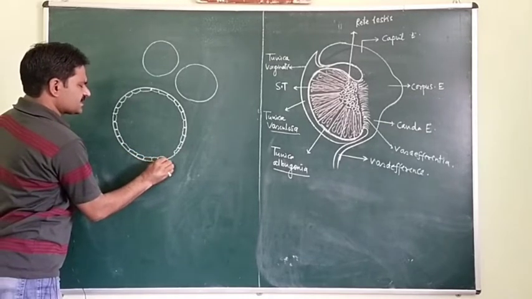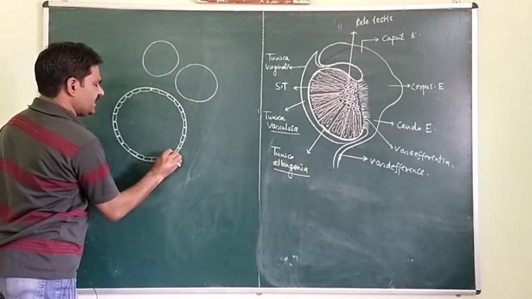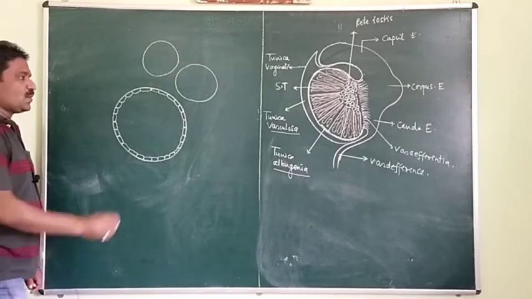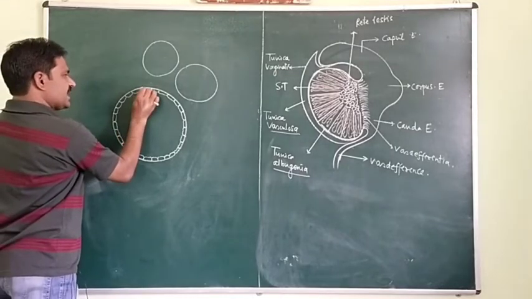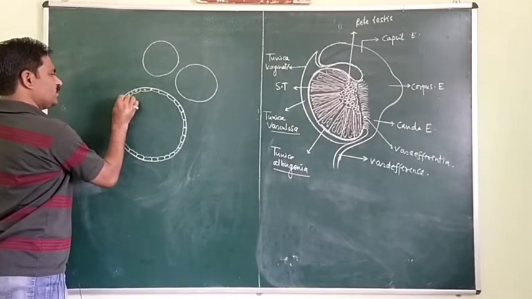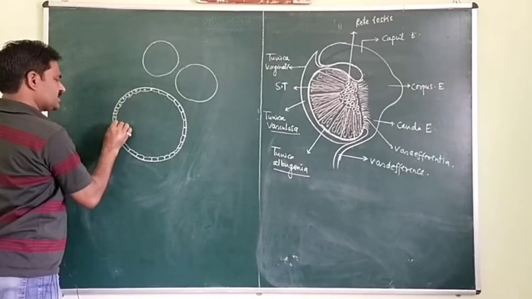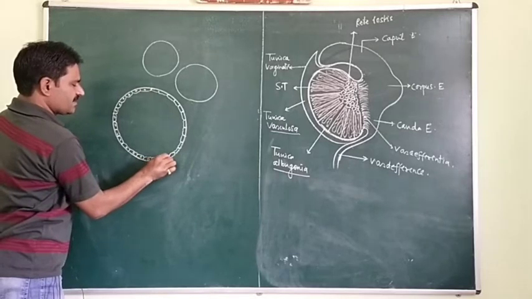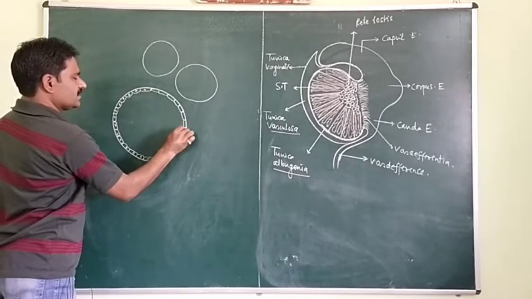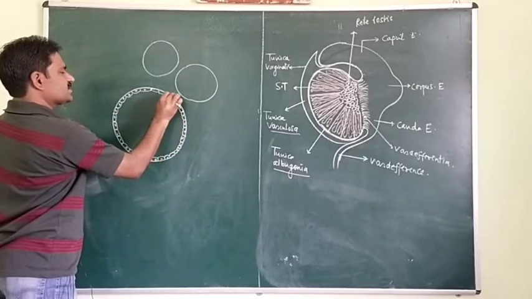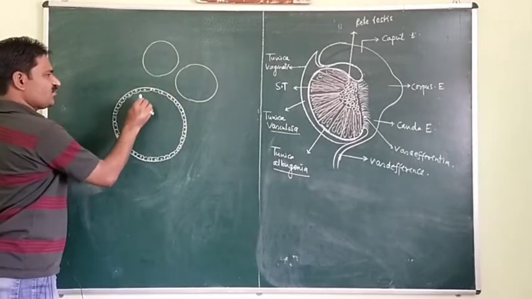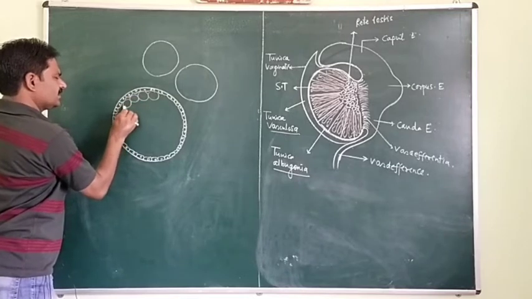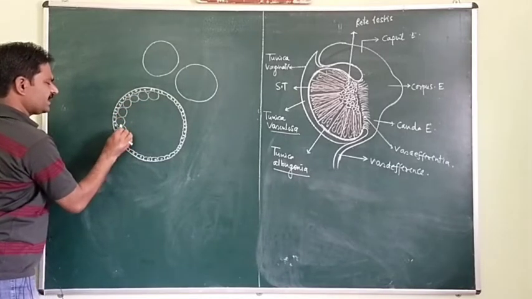Now the cells of this single layer of germinal epithelium divide to form spermatogonia. Now see, all these are the spermatogonia.